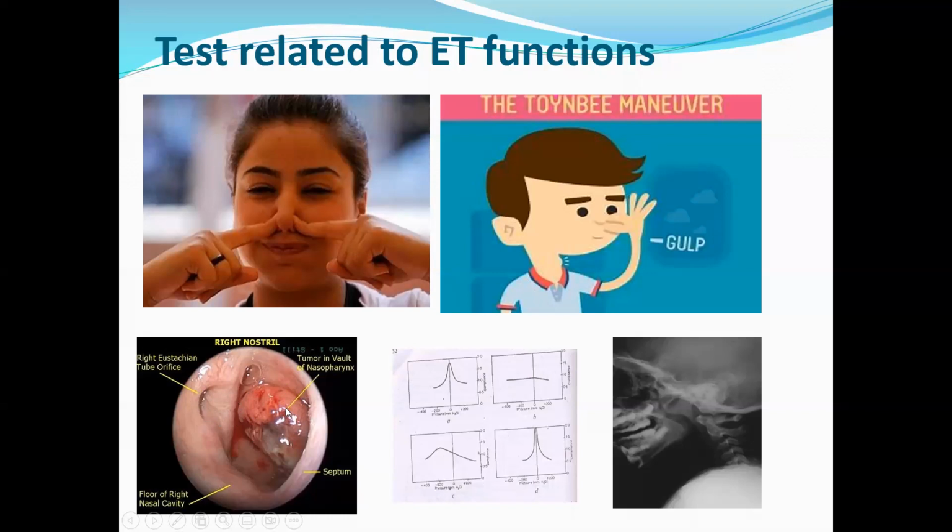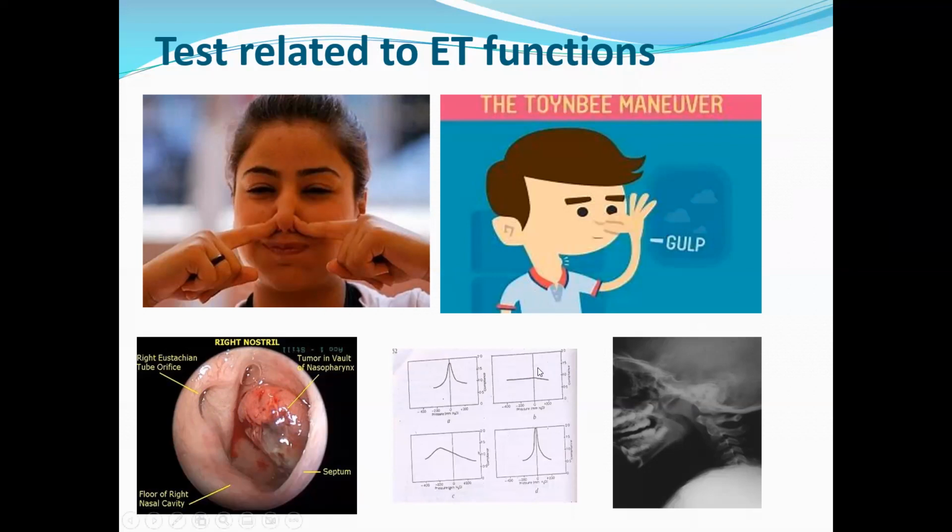When these adenoids get enlarged due to infection, they can obstruct the eustachian tube. So these adenoids can also be assessed by X-ray nasopharynx lateral view if there is a big mass. So this mass must obstruct the eustachian tube.